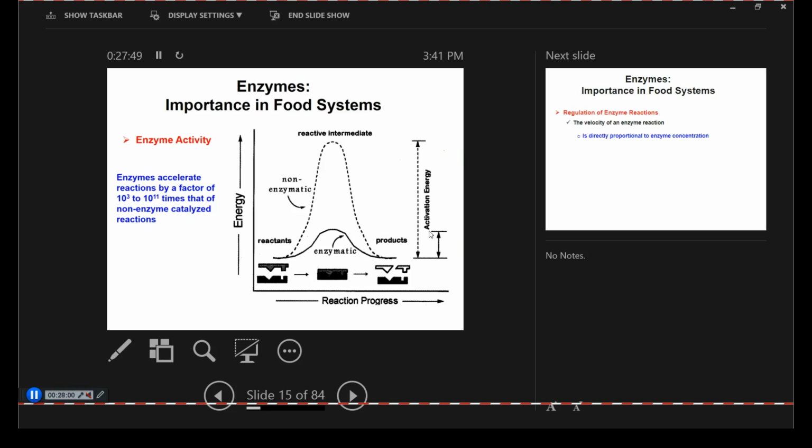All right, so this is just another illustration of the activation energy. Without an enzyme, you require a really high amount of energy to convert a substrate into a product. However, given the catalytic function of an enzyme, once it's there, it's going to reduce the amount of energy needed to drive the reaction forward. So it's going to speed up the reaction and convert reactants to products. Enzymes accelerate reactions by a factor of 10 to the 3 to 10 to the 11th times that of non-enzymatic reactions. So that's how fast enzymes can speed up the reaction.